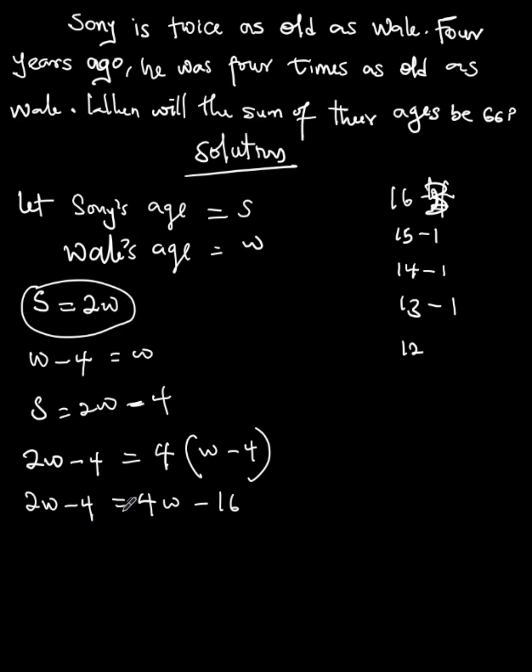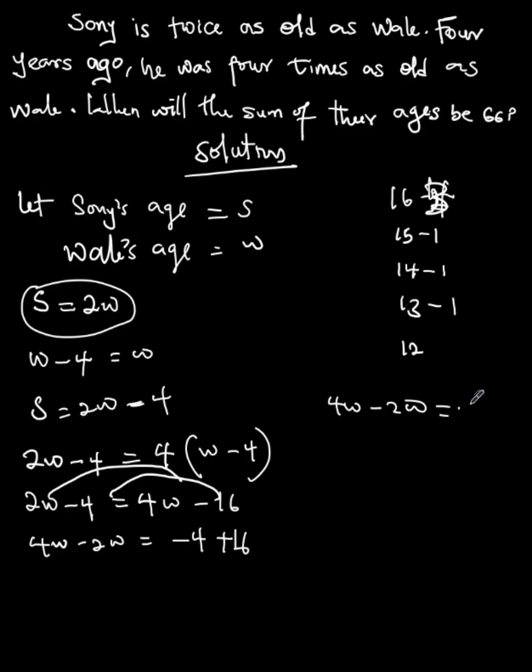Now, collect like terms, right? We have 4W minus 2W equal minus 4 plus 16. You know what I did? What I did is to bring 2W here. We have 4W minus 2W, right? Then I brought minus 16 here. So we have equal minus 4 plus 16. That's just what I did. Just that this was supposed to be on the left-hand side. This will be on the right-hand side. Any way you put it, it's still the same thing.